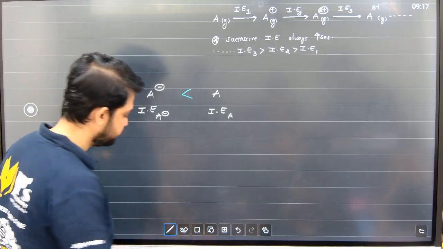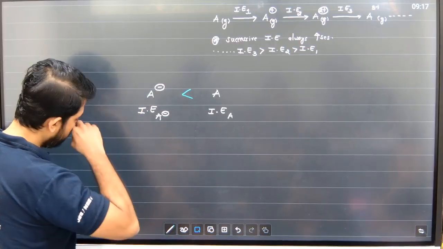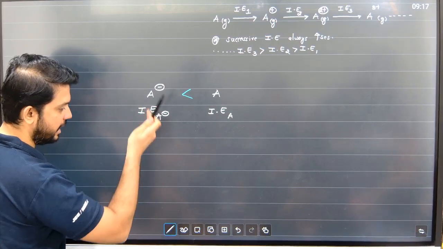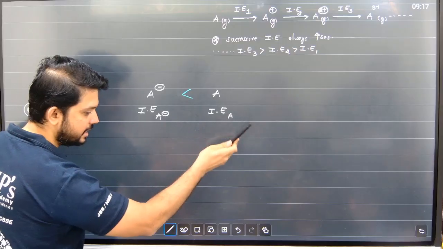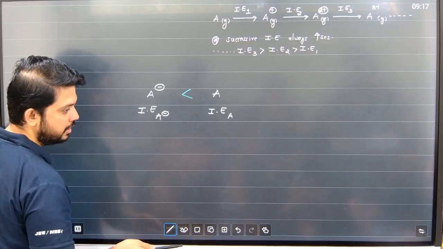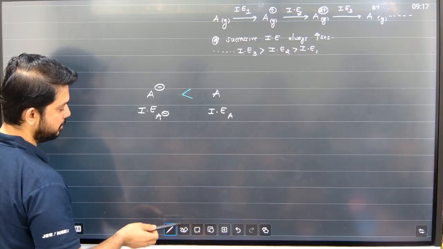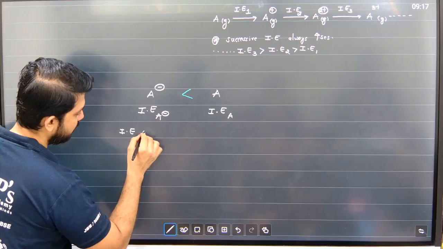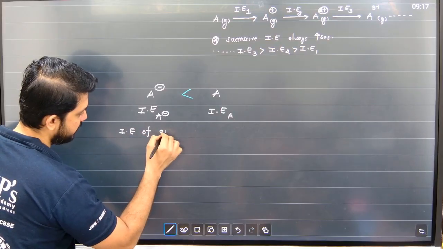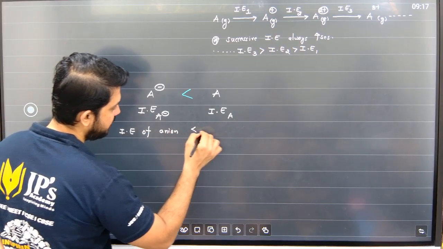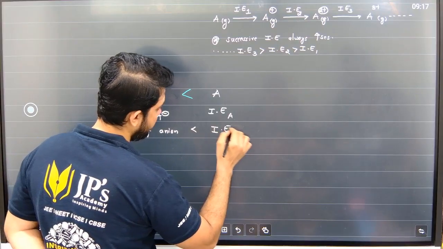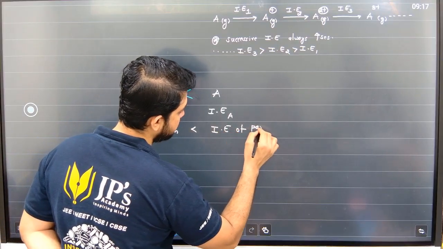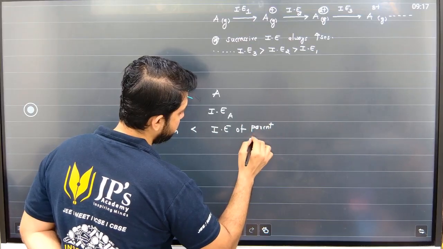ठीक है. चलो, so remember that ionization enthalpy of an anion will be less than ionization enthalpy of the parent atom. I repeat, ionization enthalpy or ionization energy of the anion will always be less than the ionization energy of the parent atom.